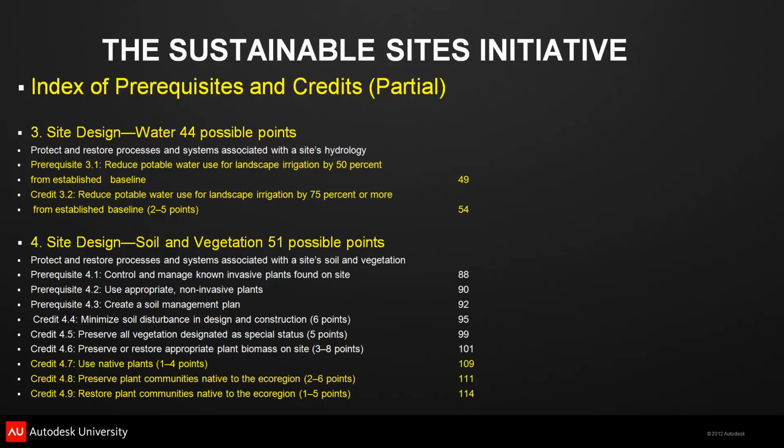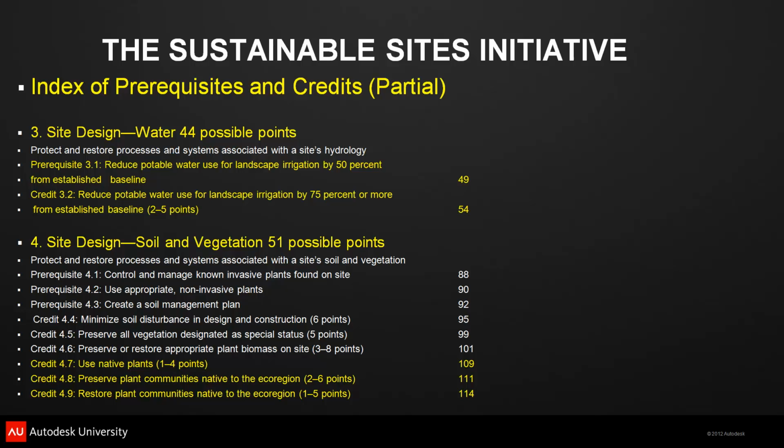Let's begin this part of the index of prerequisites and credits segments of SITES to have a brief look at the section associated with site hydrology. In credits 3.1 and 3.2, you can see there are 44 possible points. For projects, reducing potable water used for irrigation by 50% and 75% from the established baseline could potentially yield 2 to 5 points.